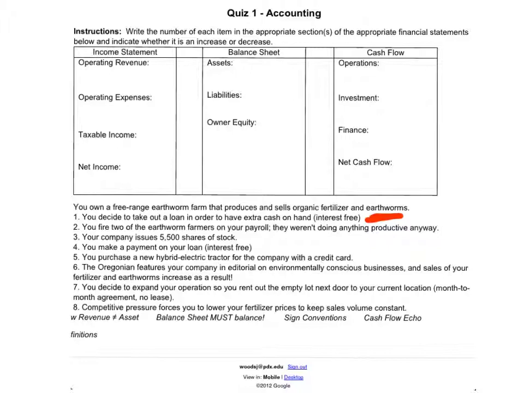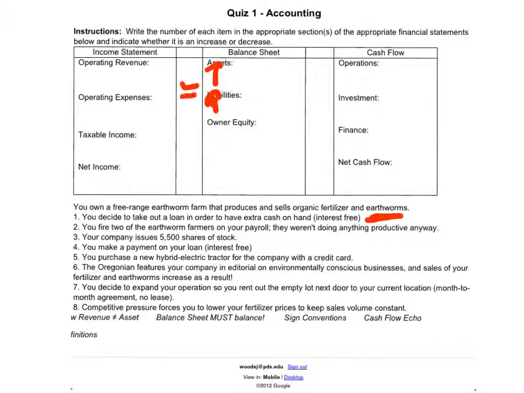The first one, which will be done in red: you take out a loan in order to have extra cash on hand, interest-free. That ends up being important later. Remember, you're taking out a loan, so you know that you're doing an increase in liability, and that's offset by an increase in assets because you got the cash that's coming in.